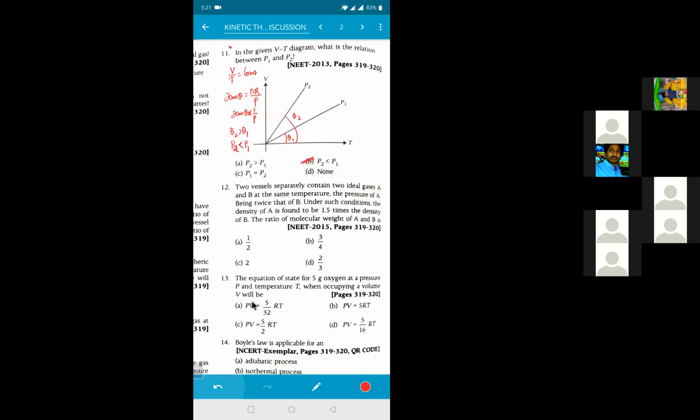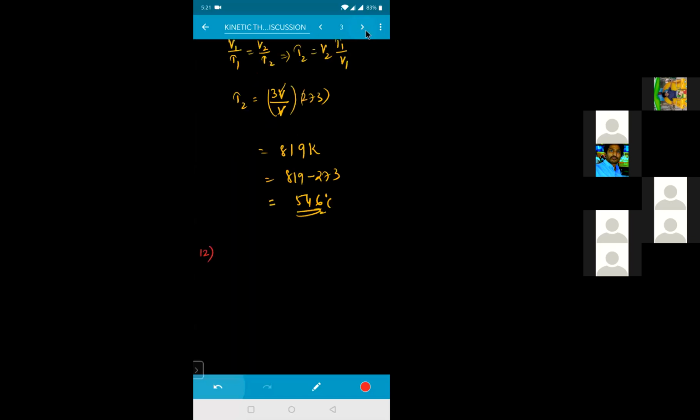So two vessels separately contain two ideal gases A and B at the same temperature, and the pressure of A is twice that of B. Under such conditions, the density of A is found to be 1.5 times the density of B. Then the ratio of molecular weights of A and B will be equal to how much?